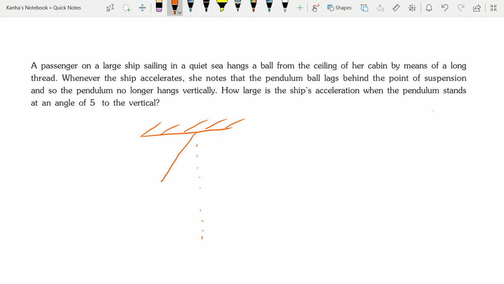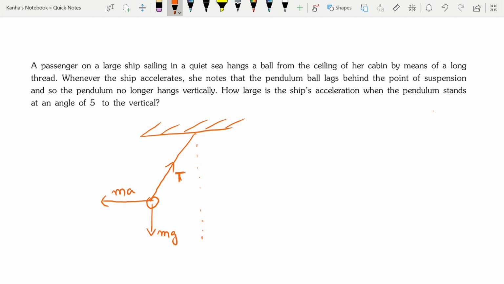So this is what she sees inside. But she cannot tell why this is happening, because according to her, the ball is right in front of her and there should be no acceleration on the body.